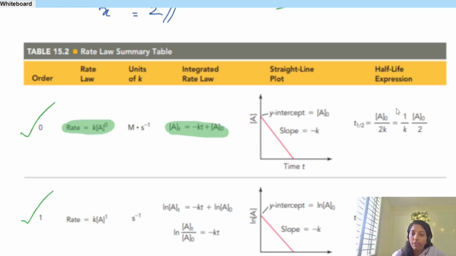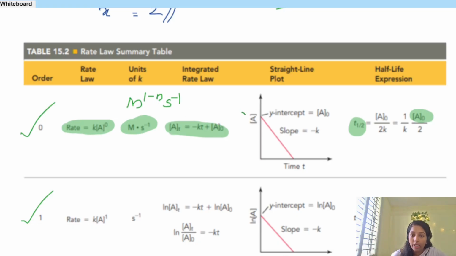And see the half-life equation: t half is equal to A0 over 2k, so t half is proportional to A0. If A0 is doubled, t half is also doubled. And the main thing is the unit of k. You can take a general equation: molarity raised to 1 minus n, per second, where n means order of reaction. So for zeroth order, 1 minus 0, it is just molarity per second.